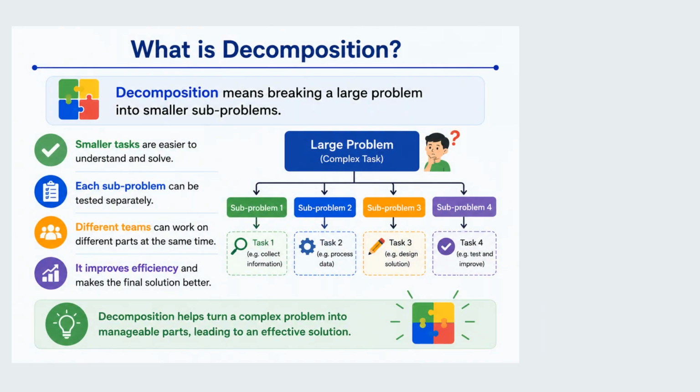Decomposition means breaking a large problem into smaller subproblems. Smaller tasks are easier to understand and solve. Each subproblem can be tested separately. Different teams can also work on different parts at the same time. Decomposition makes software development more organized and manageable.